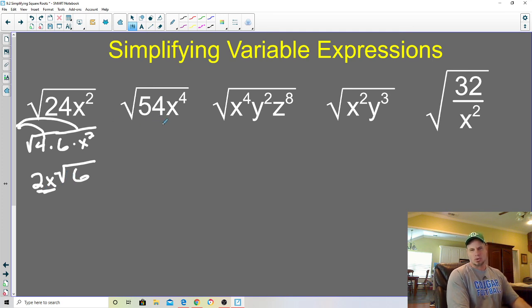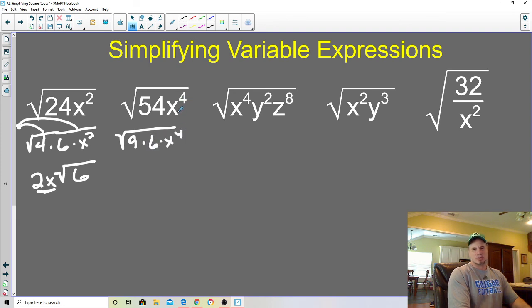Okay, 54. You know that 6 times 9 is 54. If you don't, you can do some upside down division. But we're going to break this up here. This is going to be the square root of 9 times 6 times x^4.